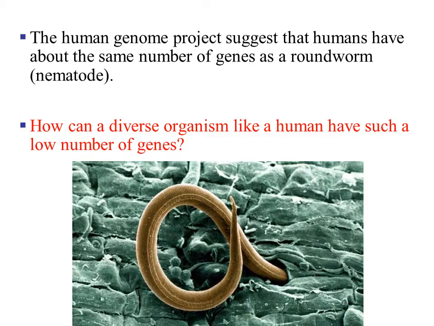Based on what we know so far, I have a question here. How can a diverse organism like a human have such a low number of genes? The Human Genome Project discovered that humans have roughly the same number of genes as a roundworm. The roundworm is in a class called Nematoda. An example of a roundworm is the pinworm that makes your anus itch late at night when you sleep. The question is, if the nematode has 20,000 genes in one of its cells, how can a human cell only have 20,000 genes? Aren't we more diverse than a roundworm? So how can we be more diverse but only have the same number of genes?